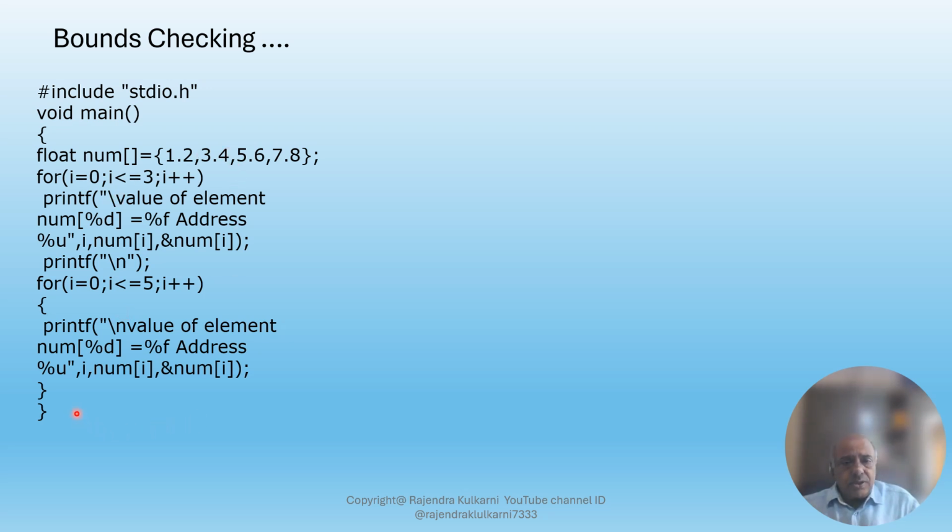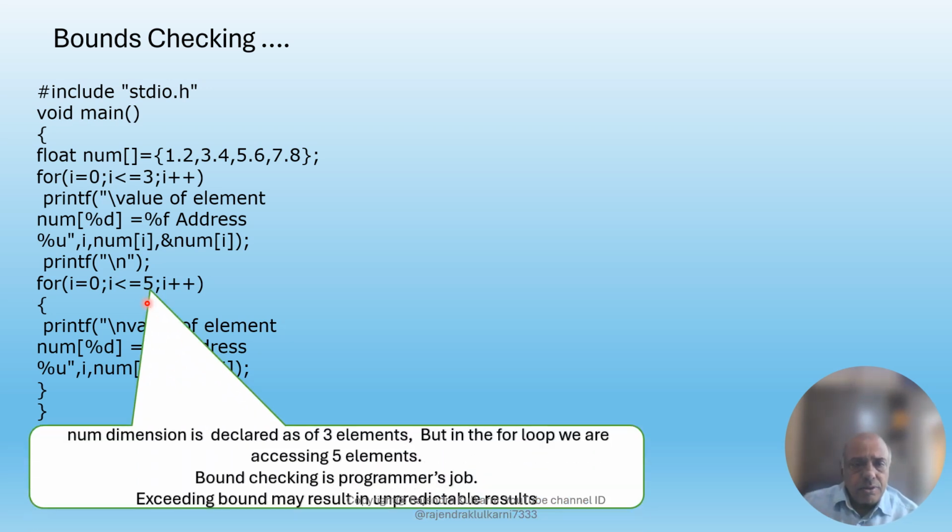The only thing is, what are the outputs of the second printf and loop when it is trying to access 6 elements in an array which is only declared as having 4 elements or a dimension of 4. Num dimension is declared as 4 elements. It is written 3 here.